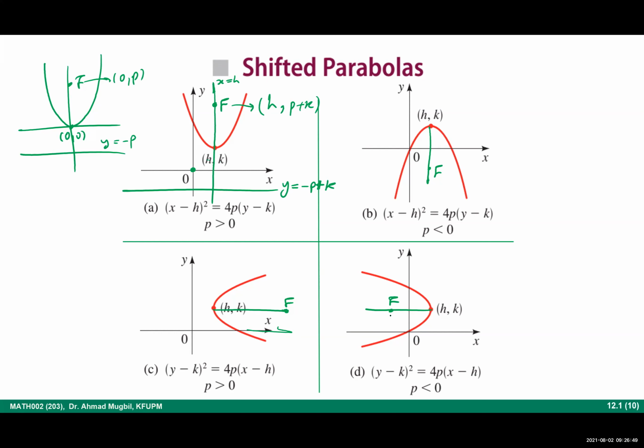If we have a horizontal parabola, what would be the change? The focus was previously p and 0. Now it will be h plus p and k. The directrix will be a vertical line. Previously it was x equals negative p before the shifting. After the shifting, it will be x equals negative p plus h. H is the x coordinate, k is the y coordinate.